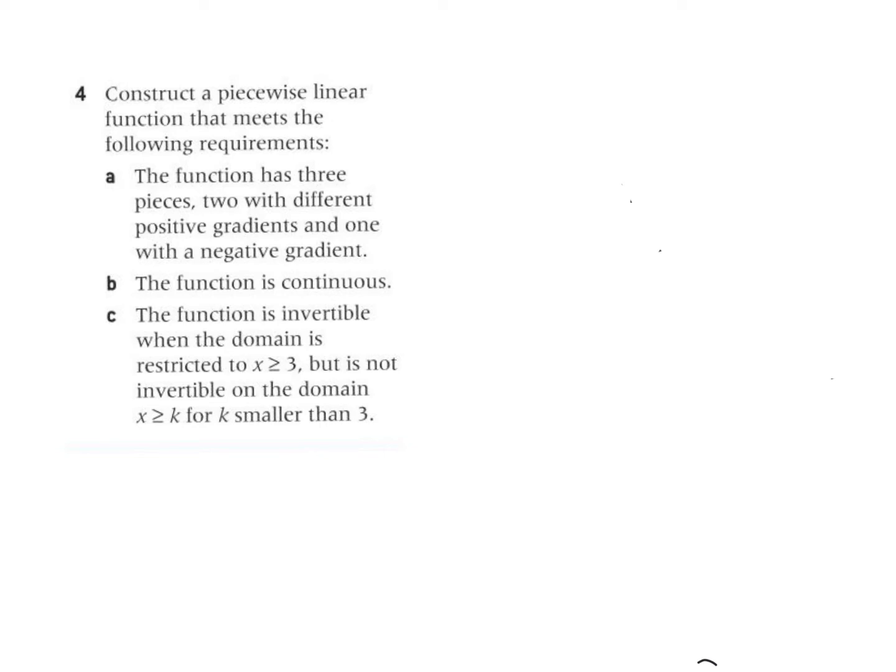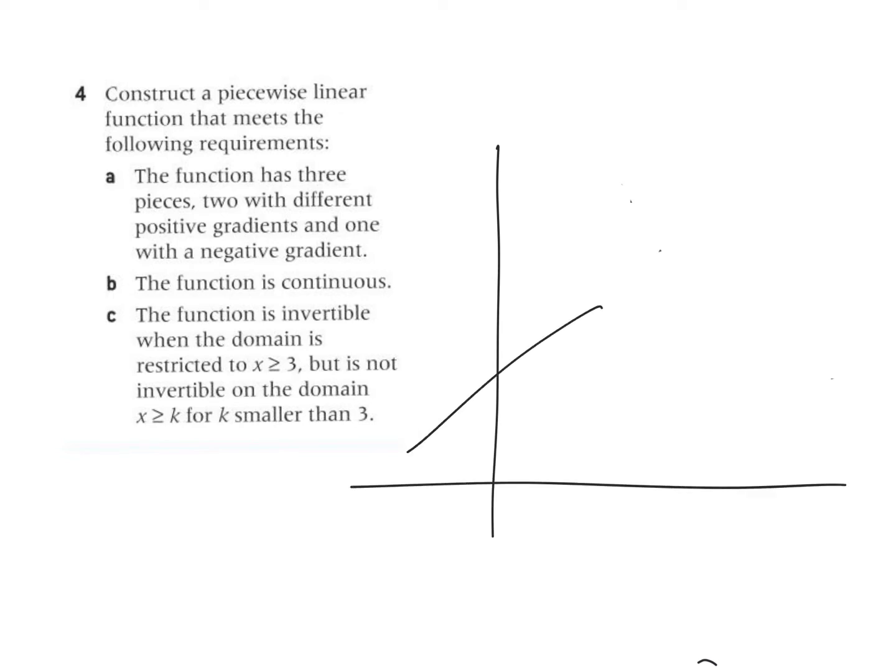So in order to make this work, I'm going to have some kind of function. I need a positive graph, a negative graph, and then a different positive slope. Okay? And so at this point, I've got two different positive gradients and a negative gradient, and it's continuous. And so now I have to think about this invertible part.